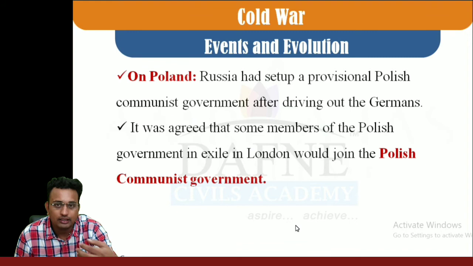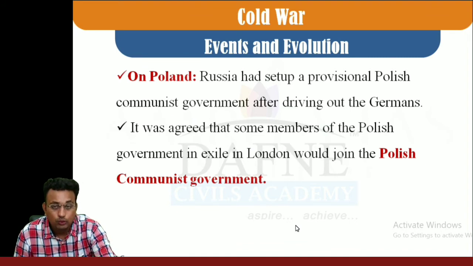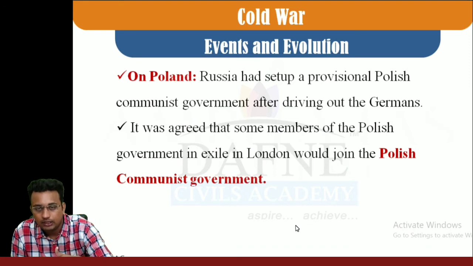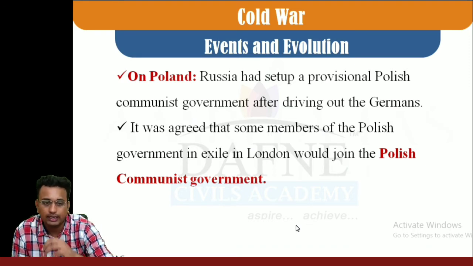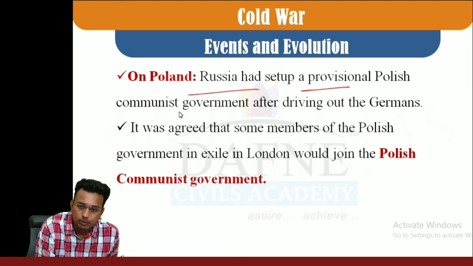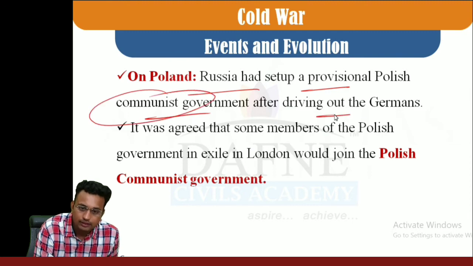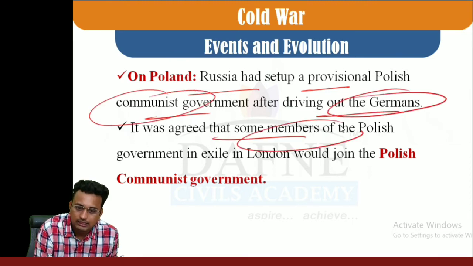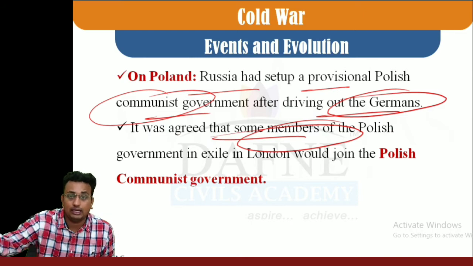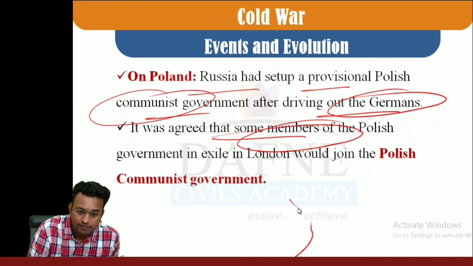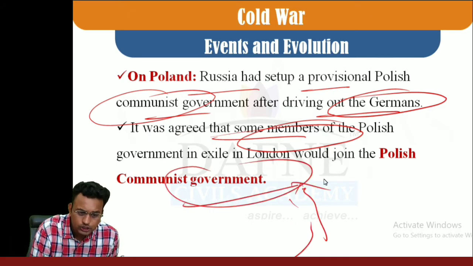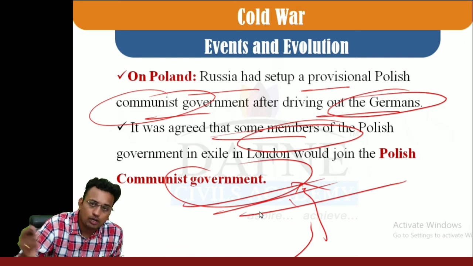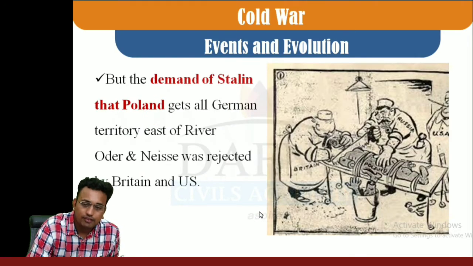The issue of Poland, the kind of involvement of Stalin on Poland's territory, worried the US and Britain. Russia had set up a provisional communist government there, driving out all the Germans. It was agreed that some members of the Polish government who were in exile were immediately joined into the communist government. People were brought from the exile members' countries, and they formed the communist government.